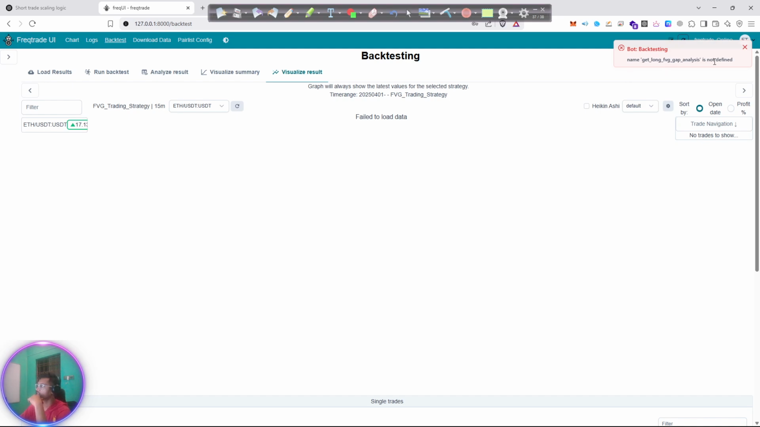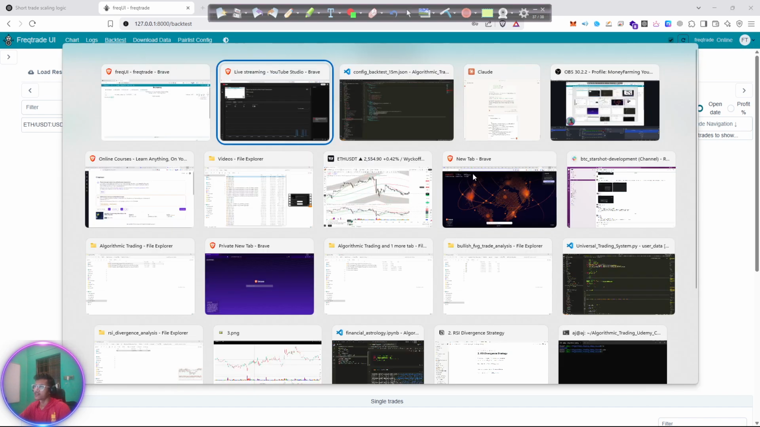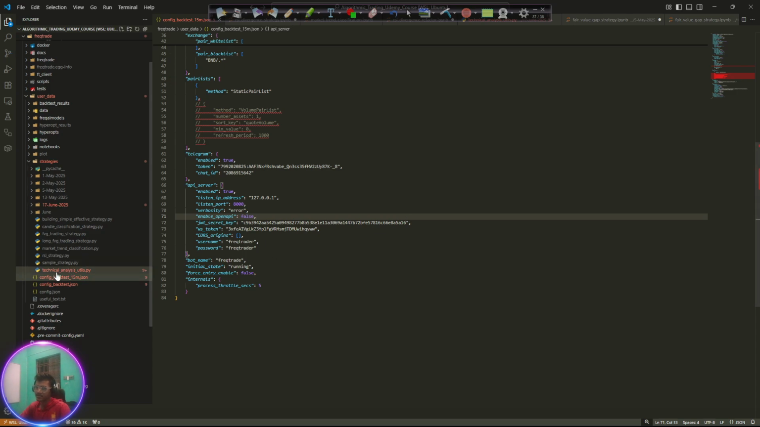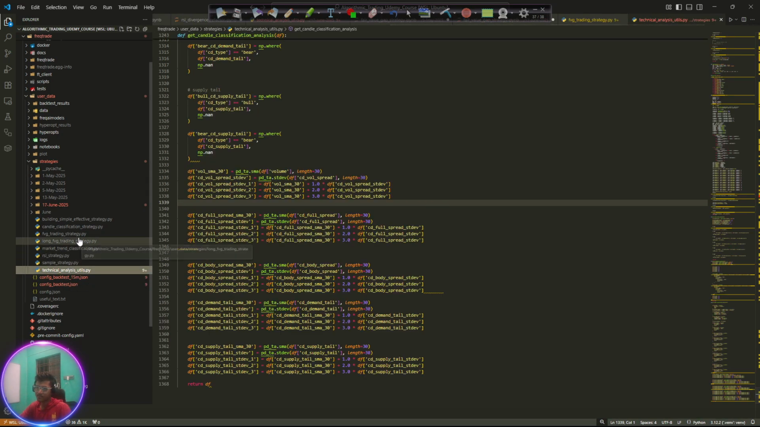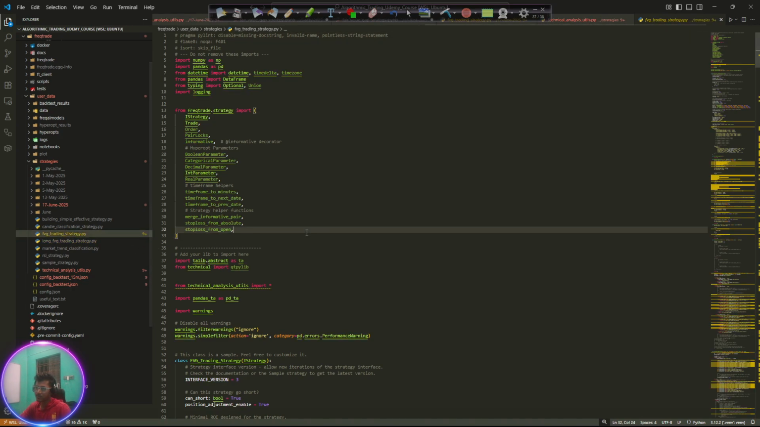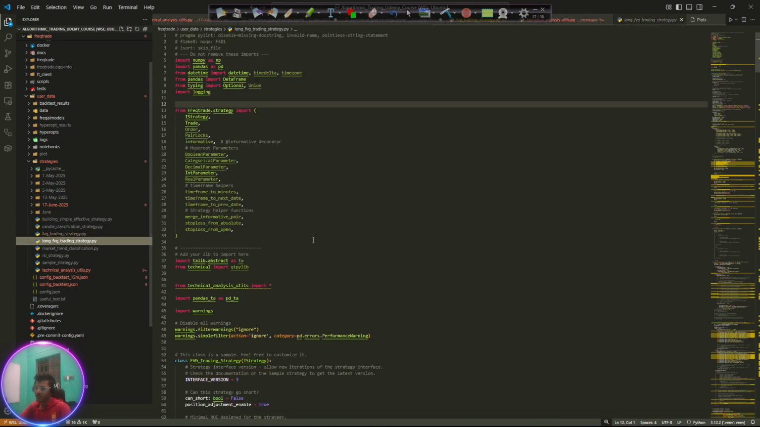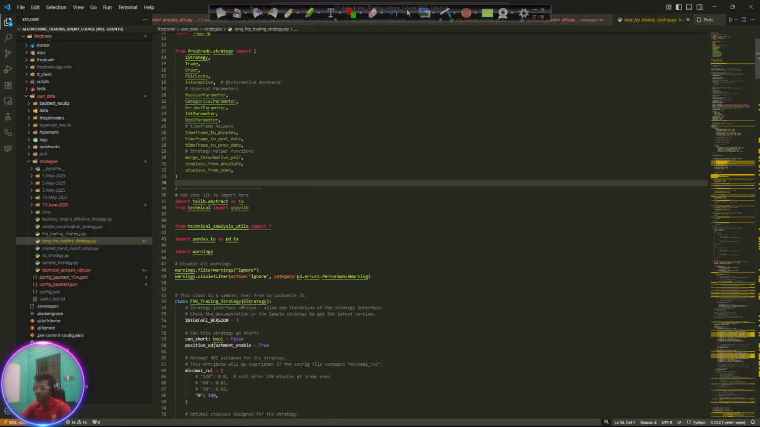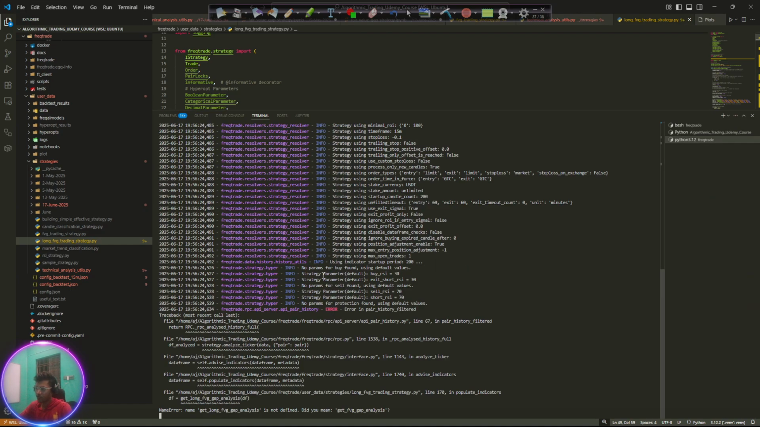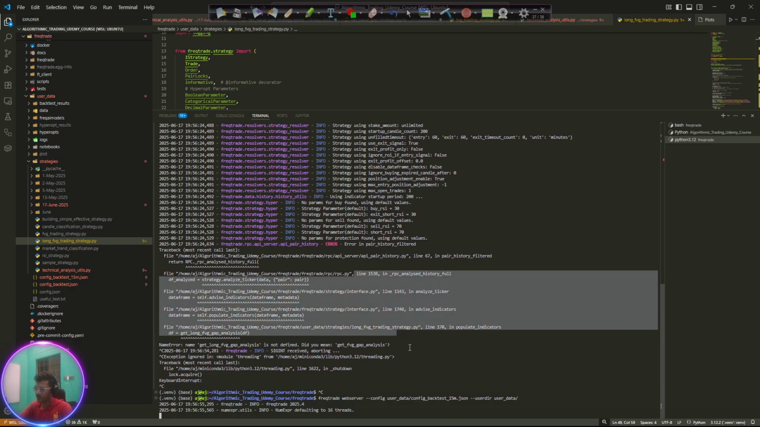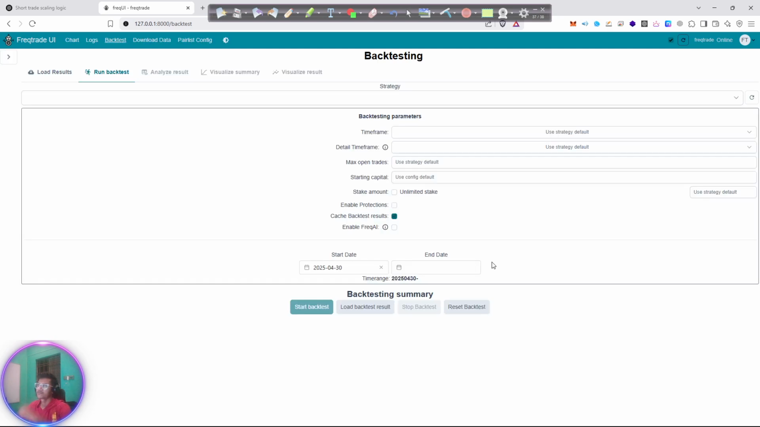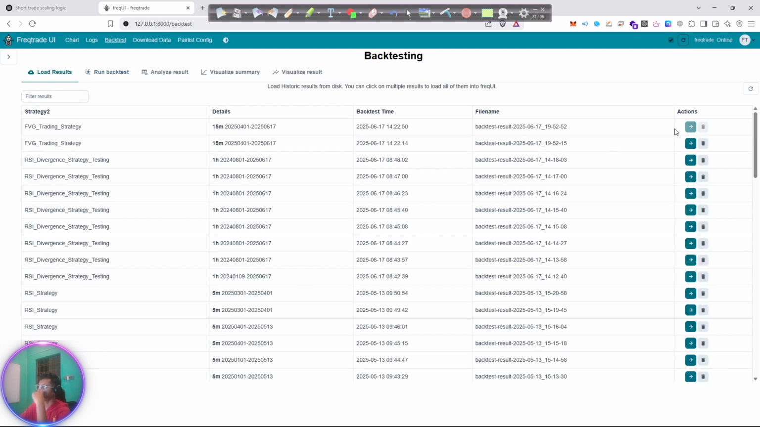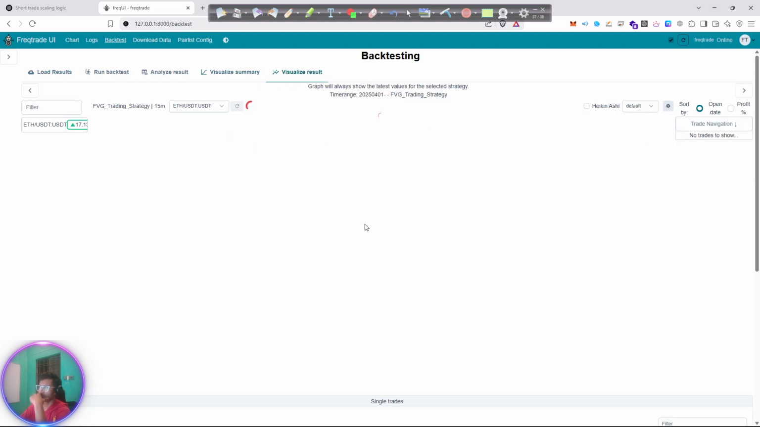Now let's visualize the result. Hit long FVG not found. What? Okay, hang on. It's taking this one. FVG long FVG. I need to load it again. Load the result. So this one, visualize summary, visualize result.